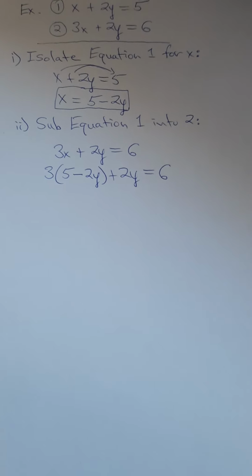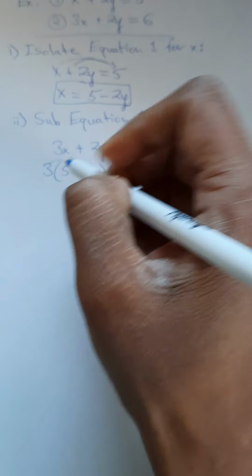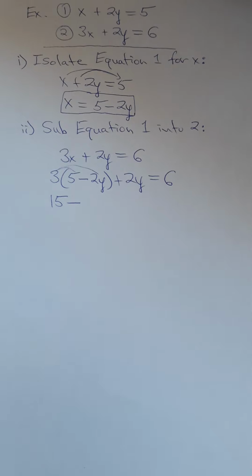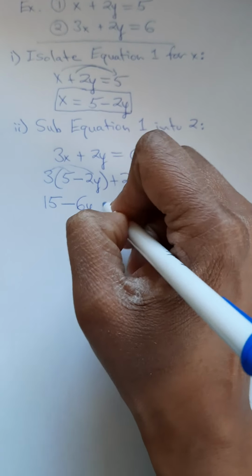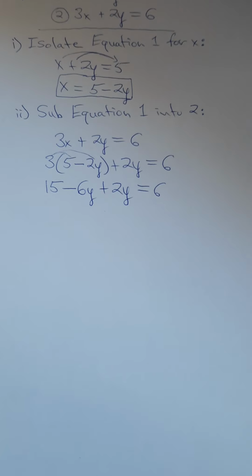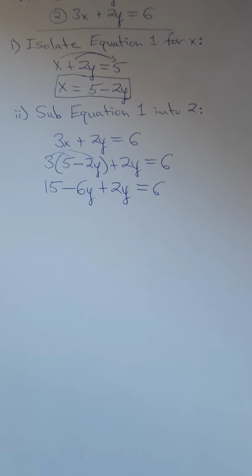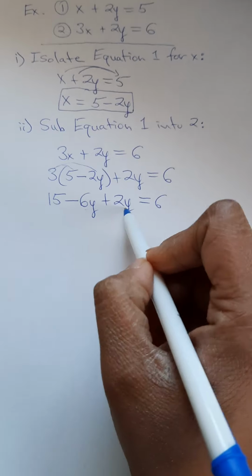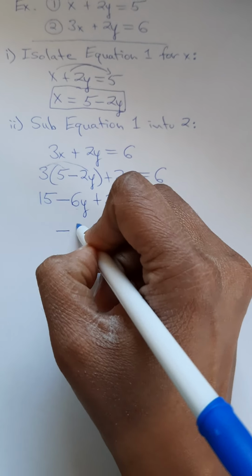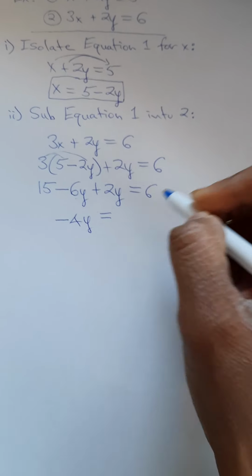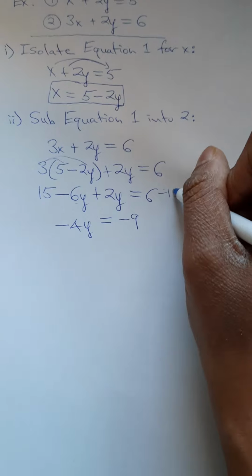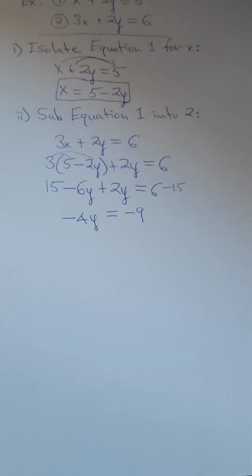We're going to do the distributive property and just open up the brackets here. 3 times 5, 15. 3 times negative 2y, so negative 6y plus 2y equals 6. Remember you could do as many steps as you want here. So we're just putting the like terms together. Take the 15 to the other side. So here I'm left with negative 4y equals negative 9. So you're doing 6 minus 15 on the other side.